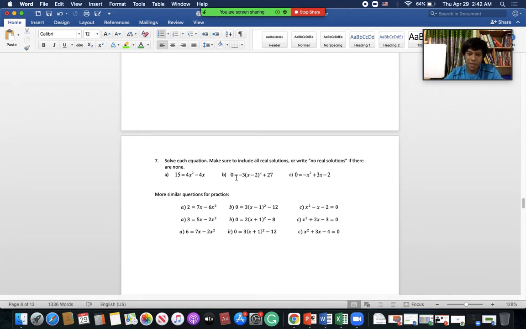This is another question, factoring related. You have to find the factors if there is a solution, and if there is no solution, you just have to write no solution. There are a few more questions of this type that you can practice.